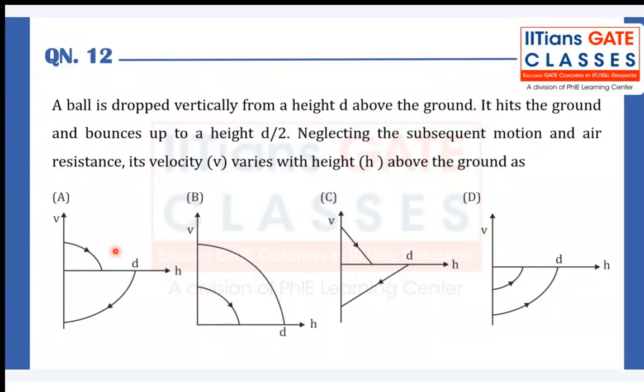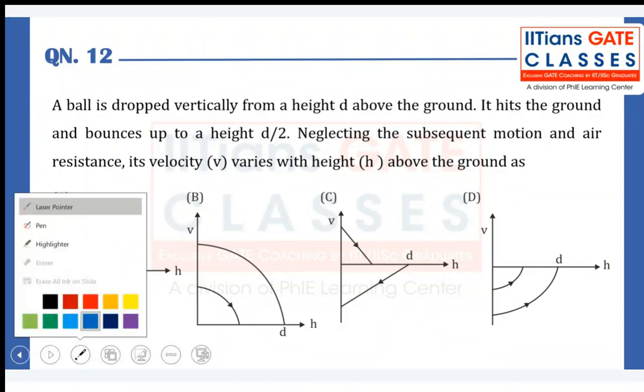and hence we know that with respect to distance d, if you say v square is equal to u square minus 2as, considering this nonlinear behavior, we can say that option A is correct in this case.